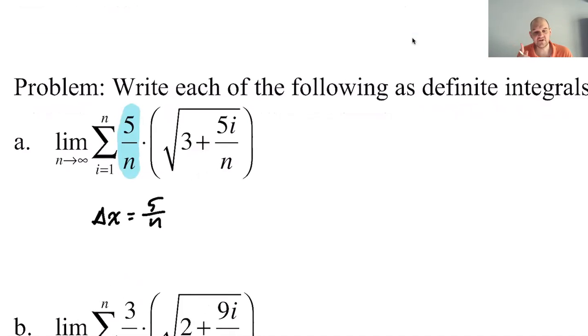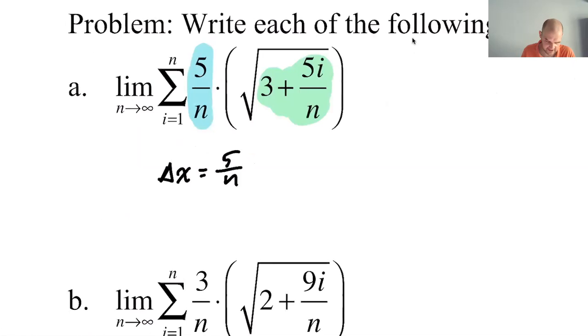Once you have delta x, your next objective is to figure out what x sub i is, because if we can find x sub i, we can highlight it or circle it and use that to figure out the function. So I'm actually going to do this two different ways. I'm going to say that I think x sub i is 3 plus 5i over n, right? That's 3 plus i delta x, and delta x is 5 over n, so 3 plus i times 5 over n. That makes sense to me. So x sub i is 3 plus 5i over n.